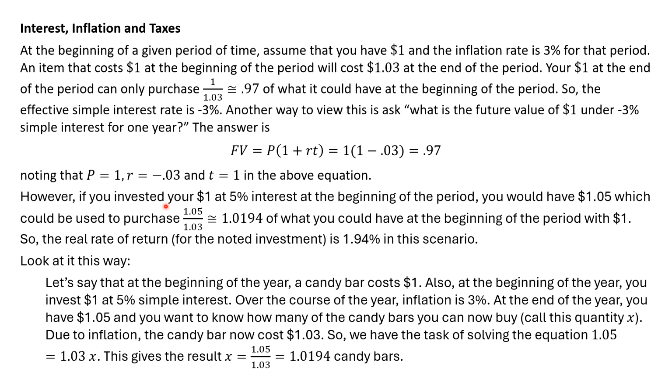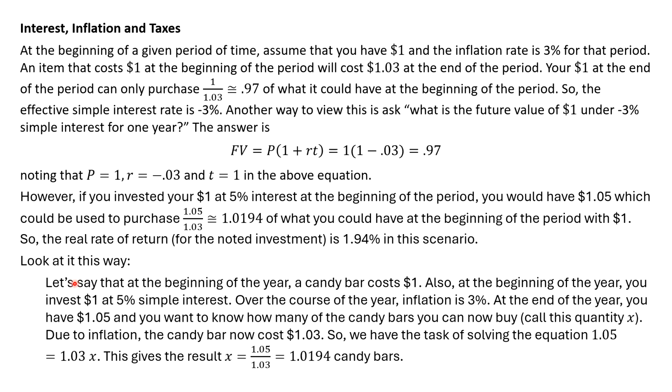So, however, if you invested $1 at 5% interest at the beginning of the period, you would have $1.05, which could be used to purchase this number here, 1.05 divided by 1.03, or $1.01, almost $1.02, right? 1.0194 of what you could have at the beginning of the period was $1. So the real return, given both the inflation and the interest, is 1.94%.